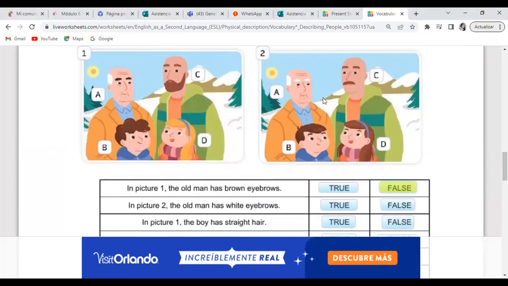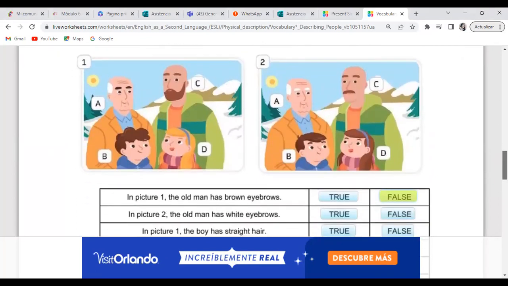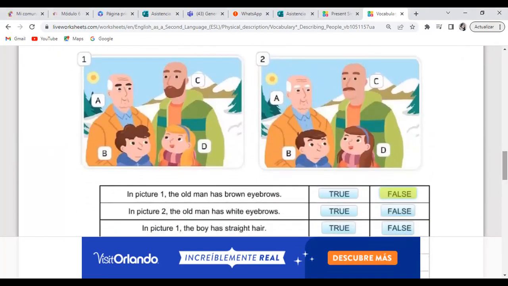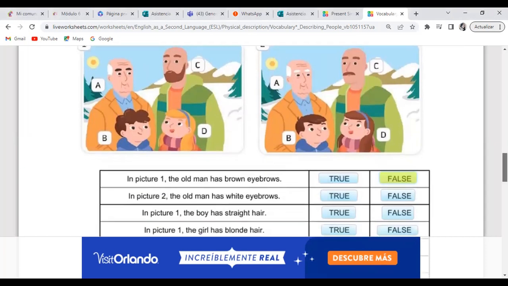The old man over here, guys, in letter A, has white eyebrows. Is it true or false? This is true. Right. Next one. In picture 1, the boy has straight hair. Is it true or false, guys?